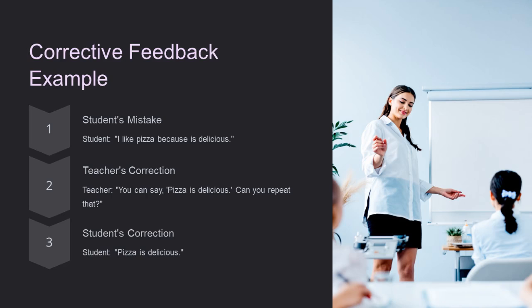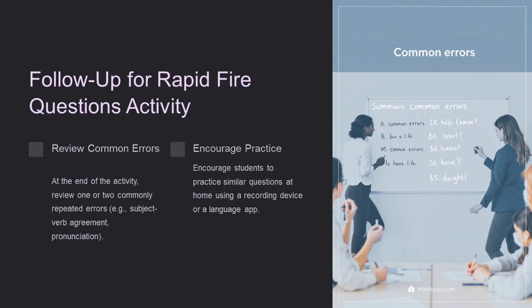An example of corrective feedback. If a student says, I like pizza because it's delicious, the teacher can correct them by saying, you can say, pizza is delicious. Can you repeat that? The student then corrects their sentence. For follow-up, review 1 or 2 commonly repeated errors at the end of the activity. Encourage students to practice similar questions at home using a recording device or a language app.